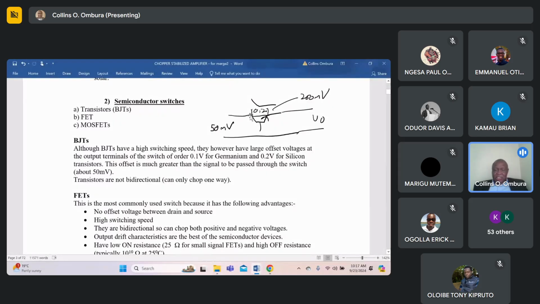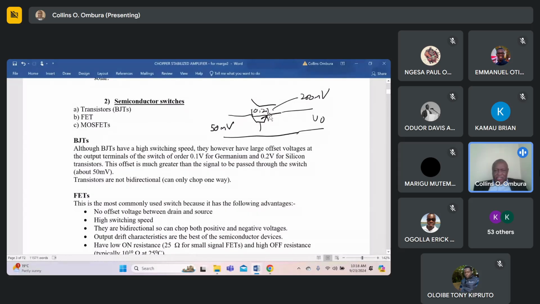So we know that for a BJT, if it is a silicon transistor, then when the switch is closed, or when the transistor is conducting, there's an offset voltage of about 0.2 volts for small signal silicon transistors. For germanium, it's about 0.1 volts. So since we have 50 millivolts coming in, there's no way a signal is going to come at the output, because the voltage drop of 0.2 is lost across the switch, which is the collector emitter junction of your switching transistor.